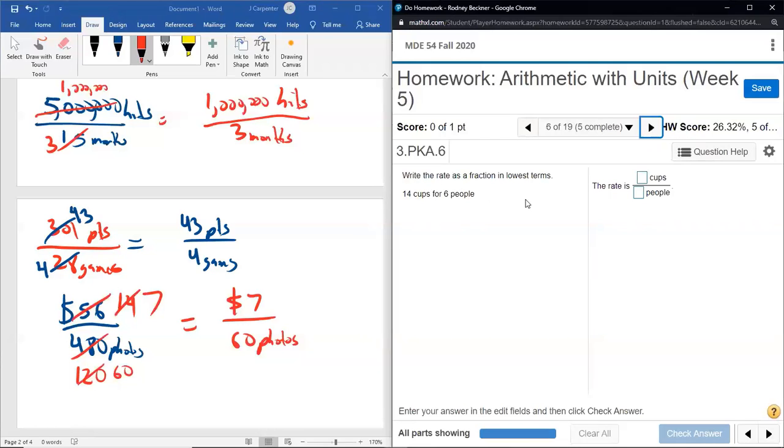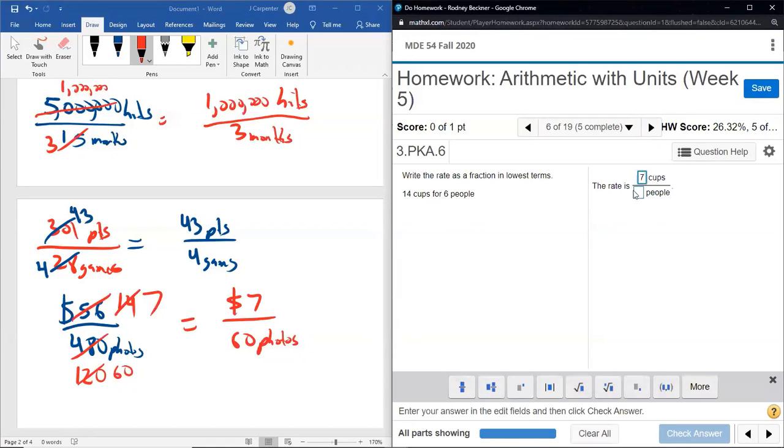All right, 14 cups for 6 people, 2 goes into both of those, 2 goes into 14 7, 2 goes into 6 3. So that's 7 cups for 3 people, and that's not going to reduce at all. So 7 cups of coffee for 3 people would be the same thing as saying 14 cups of coffee for 6 people. It would be the same thing as saying 21 cups of coffee for 9 people, or 28 cups of coffee for 12 people.